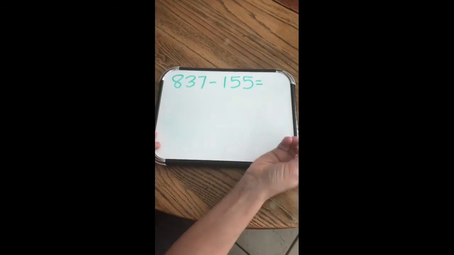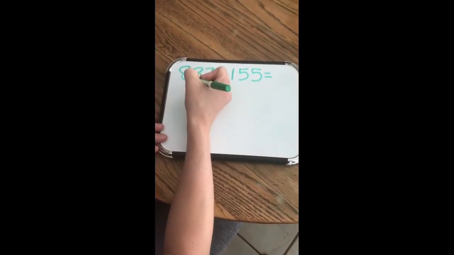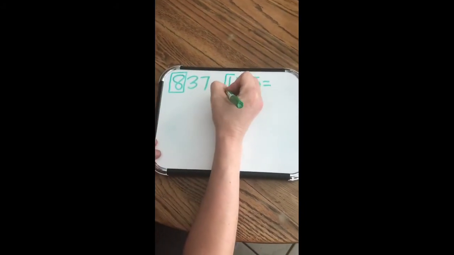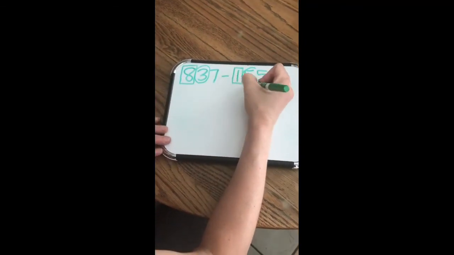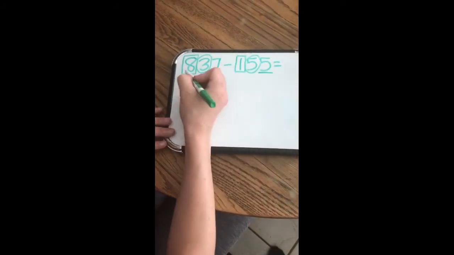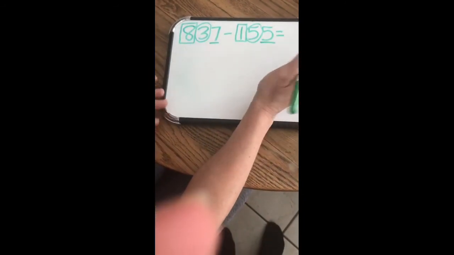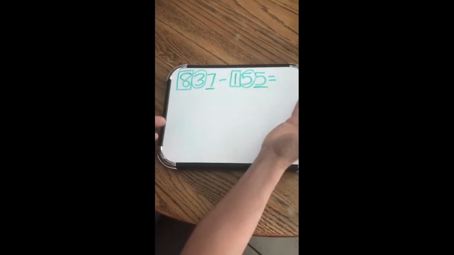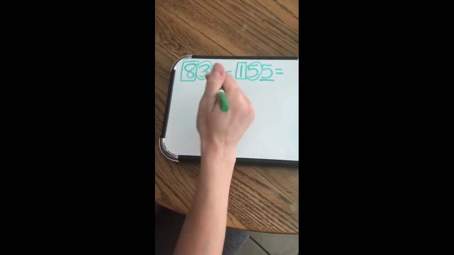837 minus 155. I'm going to use my little trick again just to make sure that using hundreds, tens, and ones will work. Box the digits in the hundreds place. Circle those numbers in the tens place. And underline the ones. And here come my questions. If I have 800, can I take away 100? Yes, I can. If I have 30, can I take away 50? No, I can't. So I cannot use hundreds, tens, and ones with this equation.